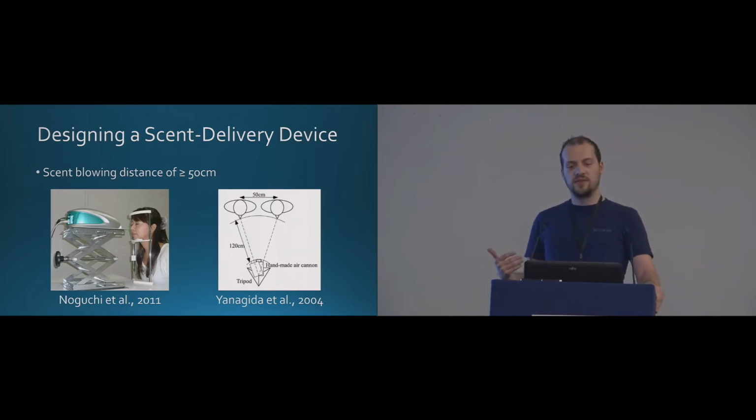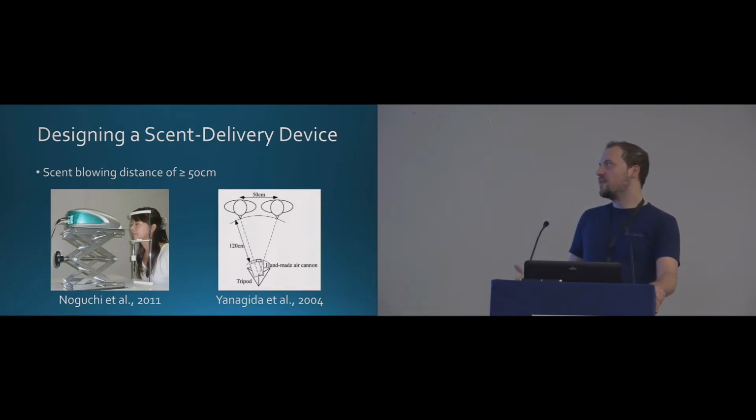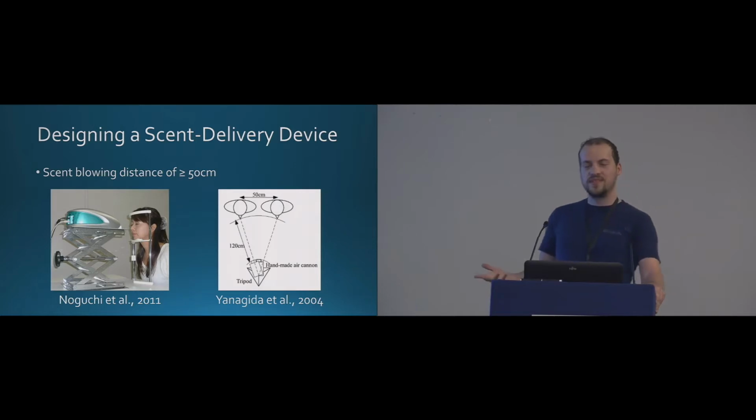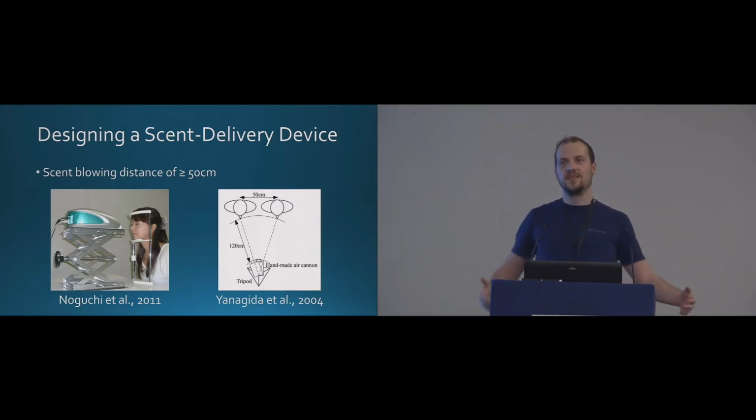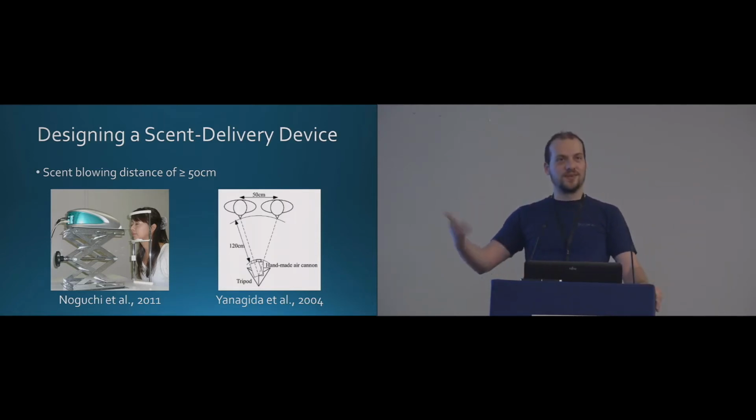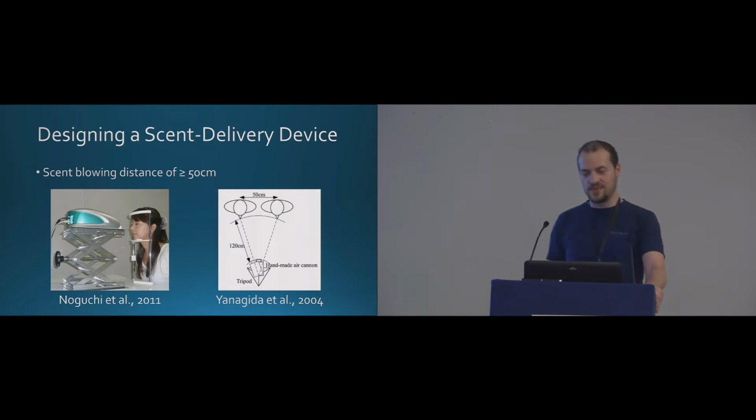While going through different prototypes, I have extracted some characteristics that a scent delivery device should have. And first of all, one of the most important ones is the delivery distance. So the smell has to travel across a certain distance so that we have freedom of hand movements in front of us, and we can actually do something meaningful with the prototype.